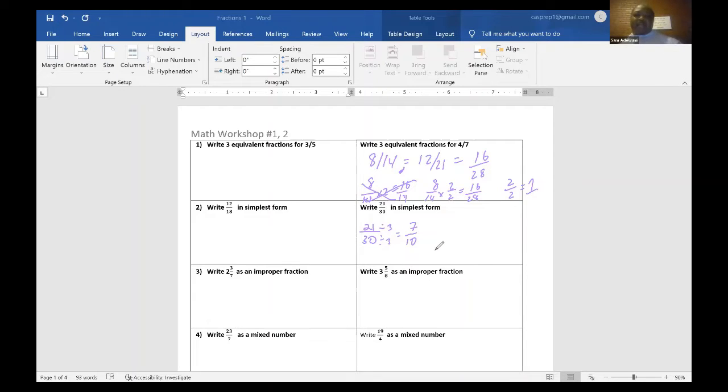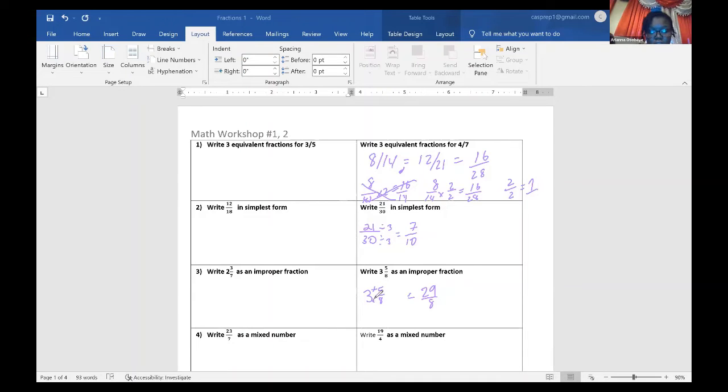Ariana, can you do the next one? We want to write 3 5/8 as an improper fraction. 3 5/8 as an improper fraction is 29/8. Okay. And can you tell us how you got that? Okay, so first I multiplied 8 times 3, and that got me 24. And then I added the 5 to 24, and I got 29. Okay, great, thank you.